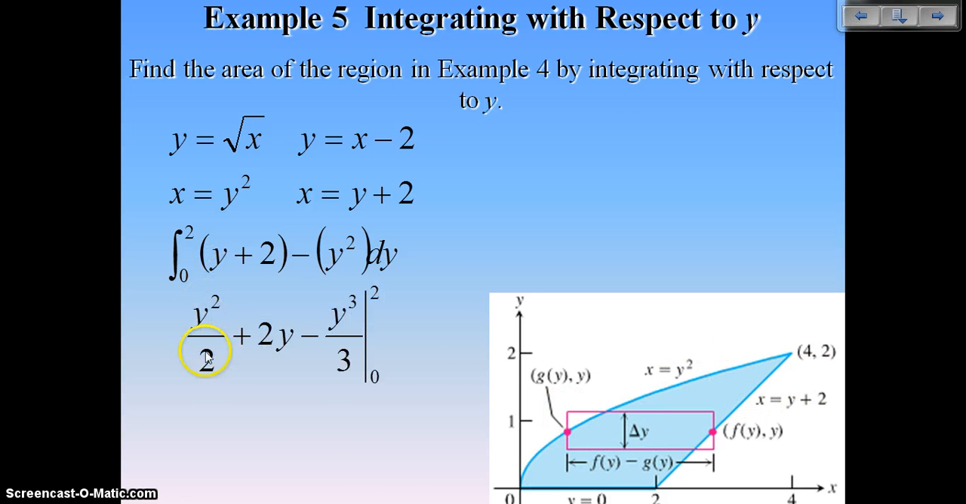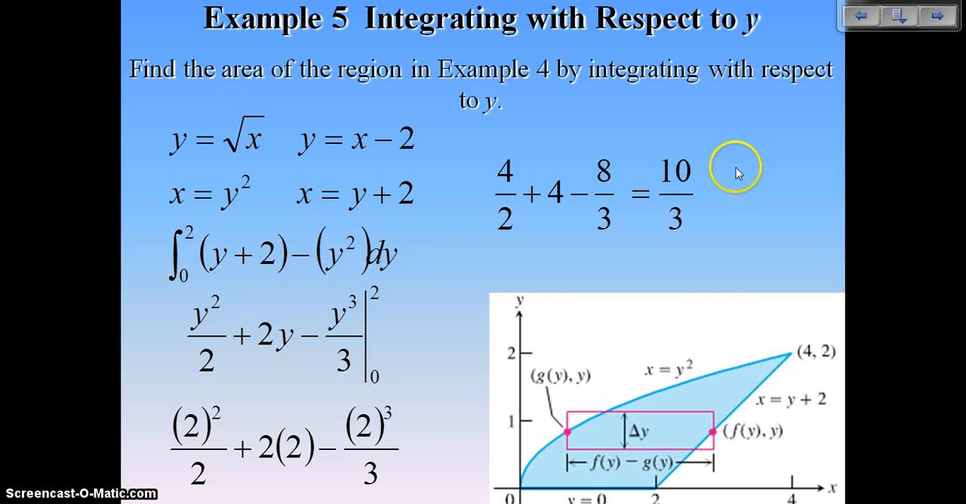That gives us y squared over 2 plus 2y minus y cubed over 3 antiderivative. Plug in your 2. Of course, we don't have to plug in the 0. It does nothing. And then simplify. And you again end up with 10/3, which is good. We should have gotten the same answer.